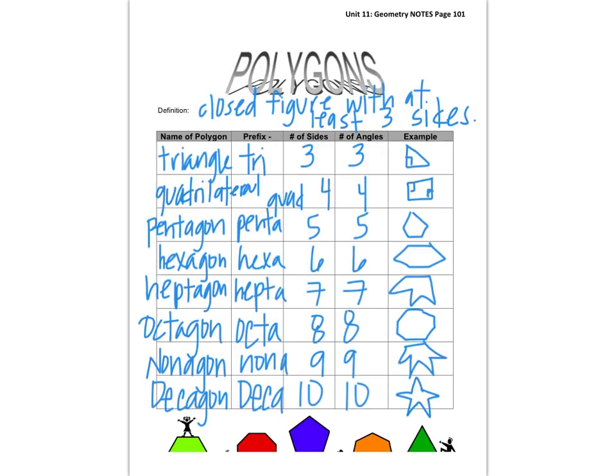Alright, so check yourself. So after quads, we have pentagons, 5 sides, 5 angles, hexagons, heptagons, octagon, like a stop sign, nonagon, and finally, decagon. It's going to be important that you know these different prefixes and what that means.